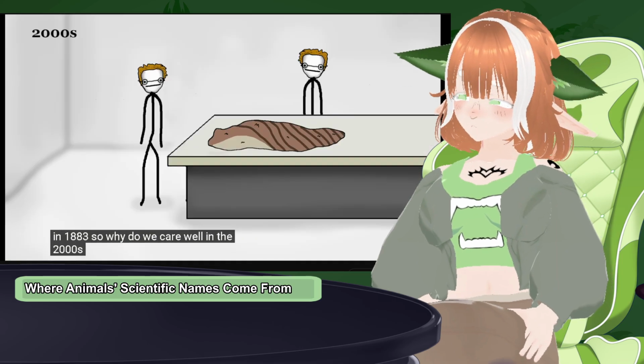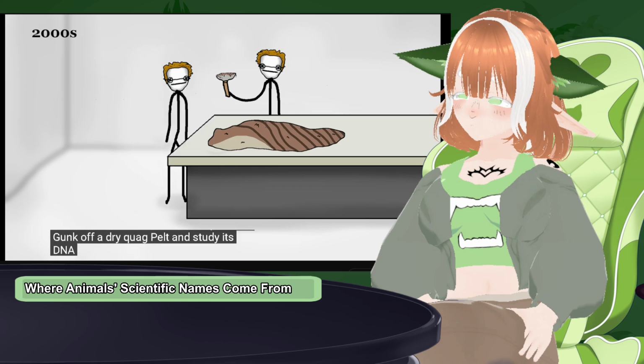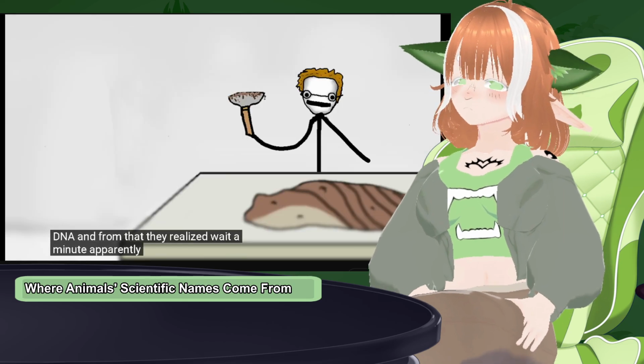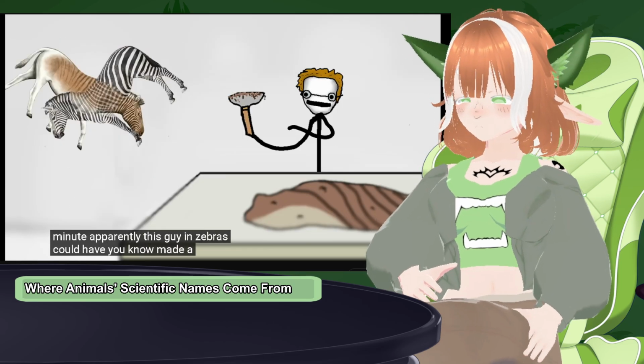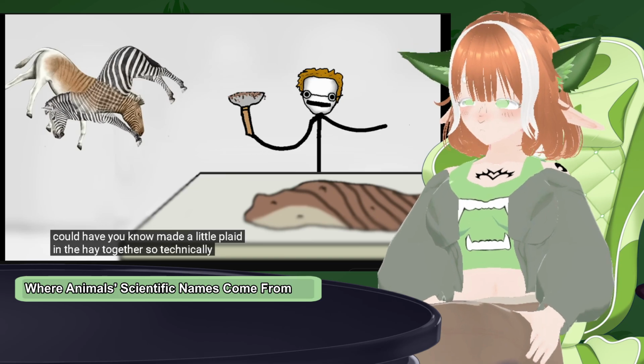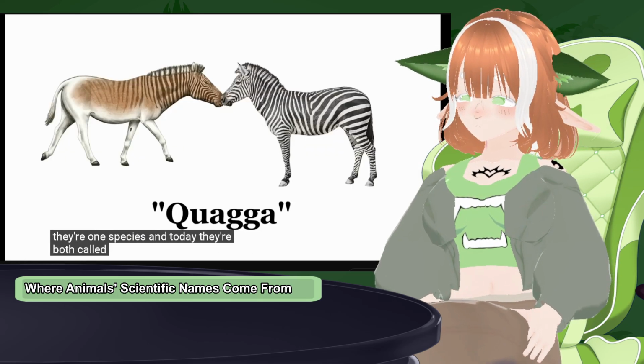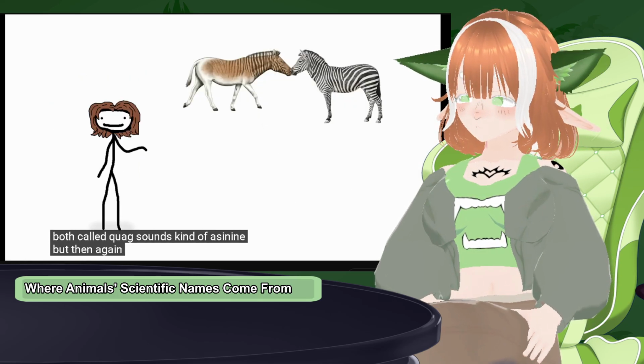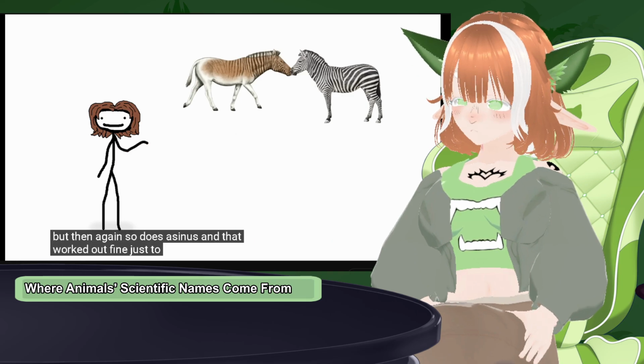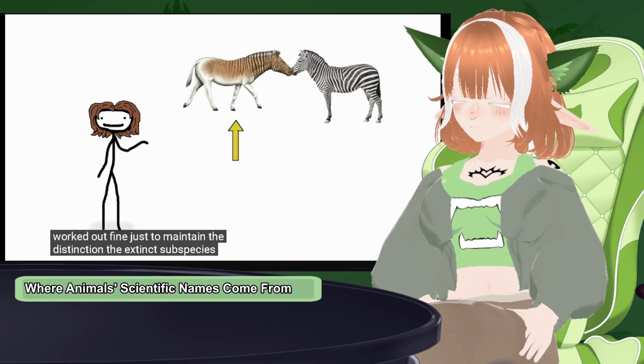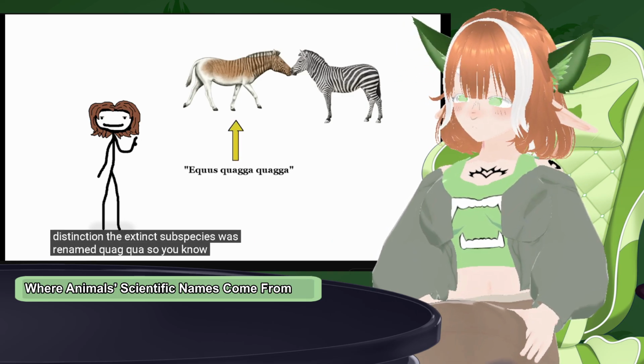Well, in the 2000s, scientists decided to scrape some gunk off a dry quagga pelt and study its DNA. And from that, they realized, wait a minute, apparently this guy and zebras could have made a little plaid in the hay together. So technically, they're one species. And today, they're both called quagga. Sounds kinda asinine, but then again, so does asinus, and that worked out fine. Just to maintain the distinction, the extinct subspecies was renamed quagga quagga, so you know it's the real quagga.